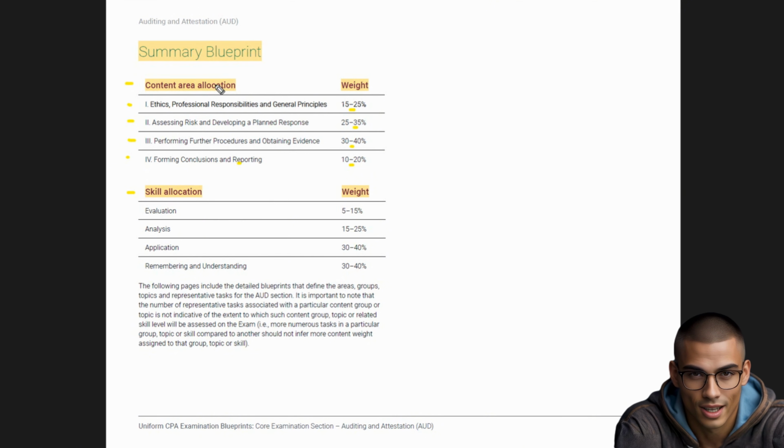Now, as far as the skill allocation for these various areas, we have evaluation, analysis, application, remembering, and understanding. For evaluation, you can see here that 5 to 15% of the exam is going to be evaluating the responses. Analysis is going to be 15 to 25%. Application is going to be 30 to 40%. And remembering and understanding is going to be 30 to 40% for the auditing and attestation exam.